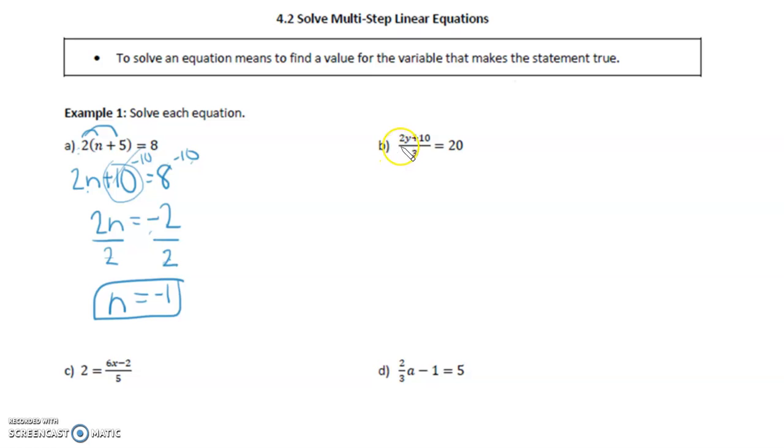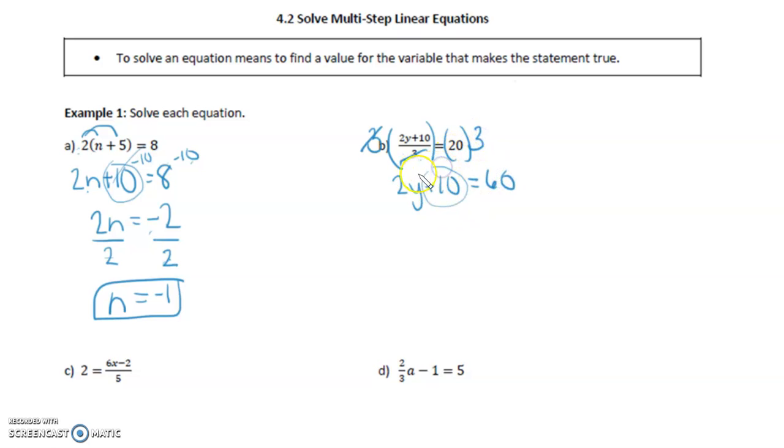Okay, B, 2y plus 10 over 3 equals 20. So the 2y plus 10 is divided by 3. So we're going to multiply, because multiplication is the opposite of division. Okay, multiply both sides by 3. So those cancel. So we get 2y plus 10 equals, and then 20 times 3 is 60.